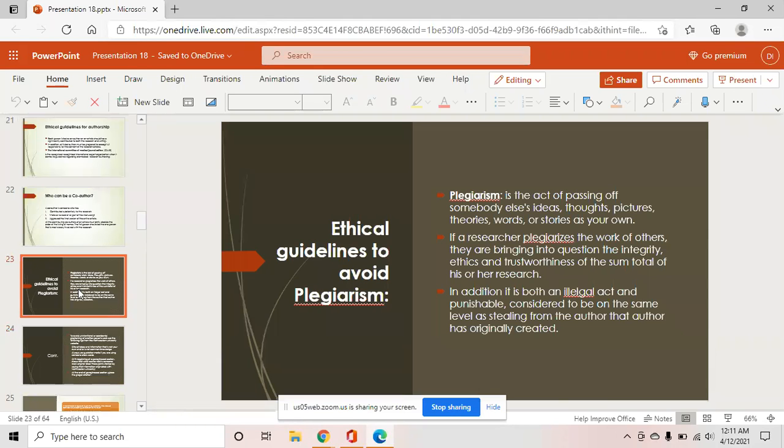Ethical guidelines to avoid plagiarism. Plagiarism is the act of passing off somebody else's ideas, thoughts, pictures, theories, words, or stories as your own. If a researcher plagiarizes the work of others, they are bringing into question the integrity, ethics, and trustworthiness of the sum total of his or her research. In addition, it is both an illegal act and punishable, considered to be on the same level as stealing from the author who originally created the work.